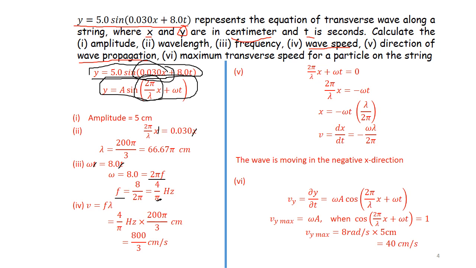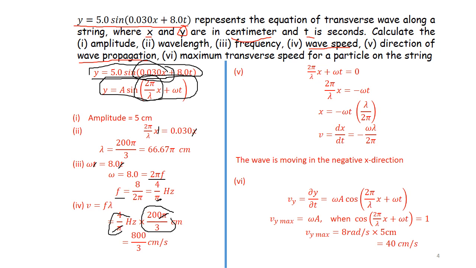Then the wave speed or wave velocity is f lambda. So what you have as your f and what you have as your lambda, put it there. Lambda cancel lambda, you have 800. Sorry, pi cancel pi, you have 800 over 3. That's 800 over 3 centimeter per second. So about 267 centimeter per second.